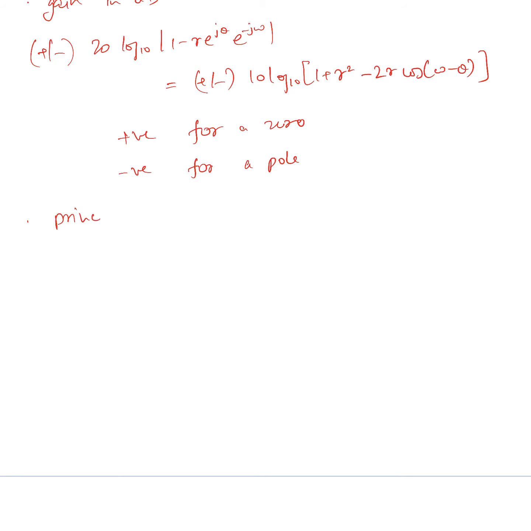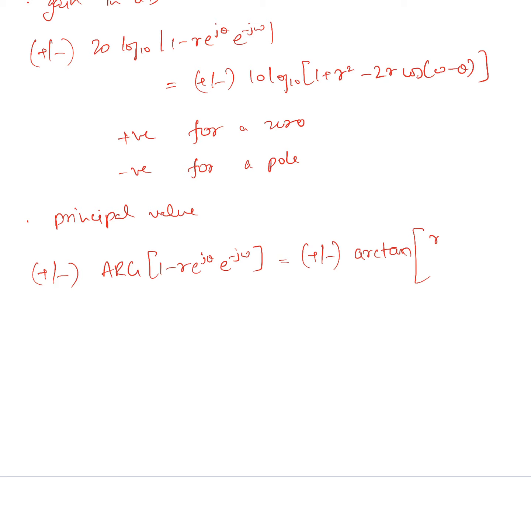Next, the principal value, which is again plus or minus, and here we use the principal argument of this function 1 minus r e to the power j theta e to the power minus j omega, which can be computed as plus or minus, using the arctan subroutine, arctan of r sine of omega minus theta divided by 1 minus r cos of omega minus theta.